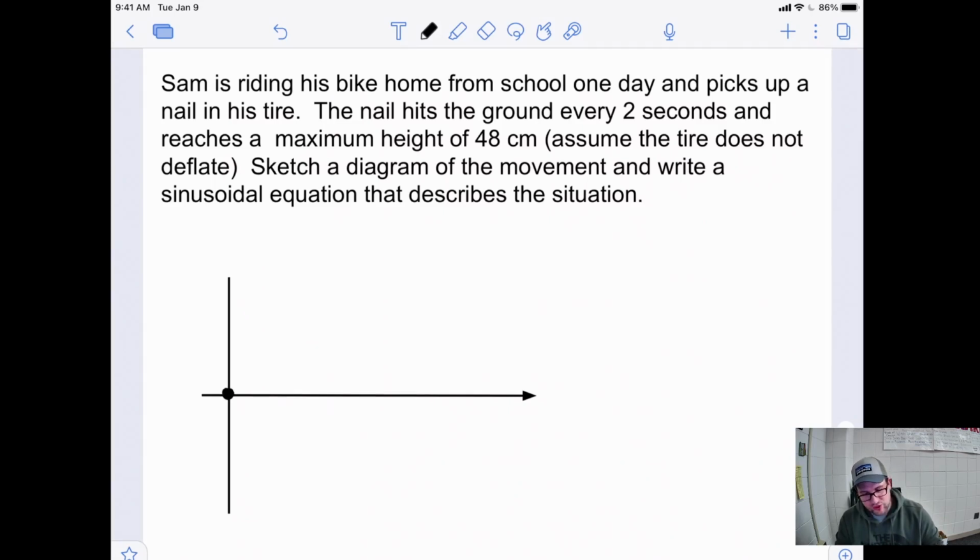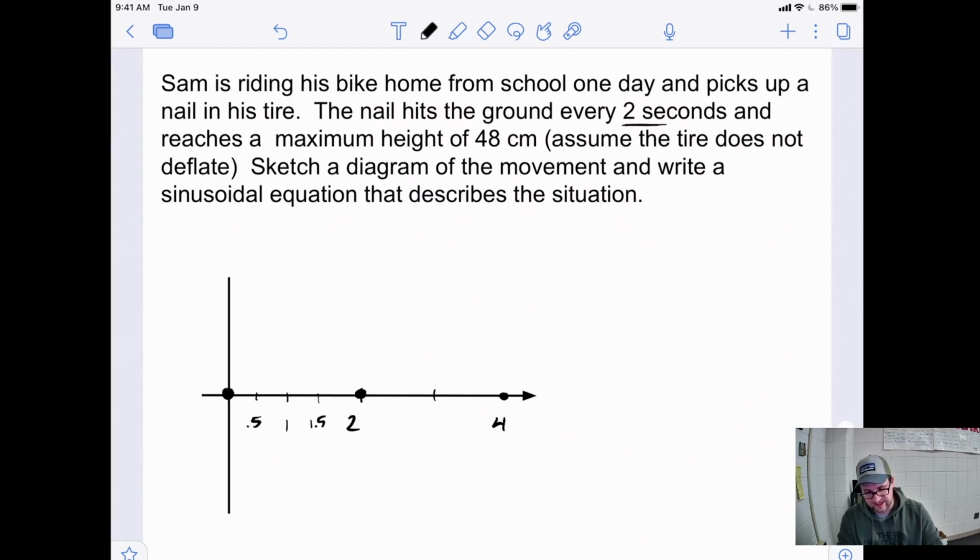What we do know is that the nail hits the ground every 2 seconds. So after 2 seconds, the nail is going to hit the ground again. And if we wanted to repeat that, it's going to hit the ground again after 4 seconds. That's maybe a little bit more than we really need here, but that's okay. Now, just like we did before, we want to take each of these periods and divide them up. Halfway between 0 and 2 is 1. Halfway between 0 and 1 is 0.5 seconds. And this would be 1.5 seconds, which is halfway between 1 and 2.